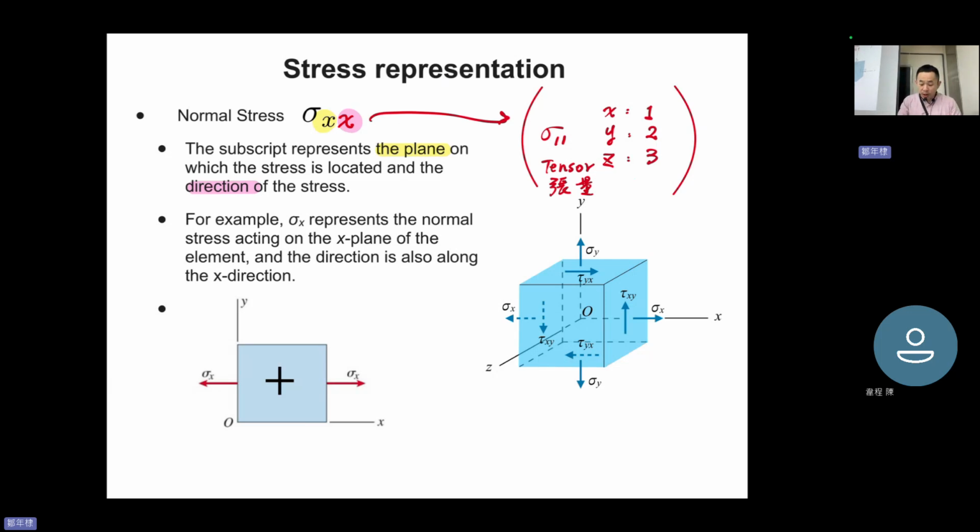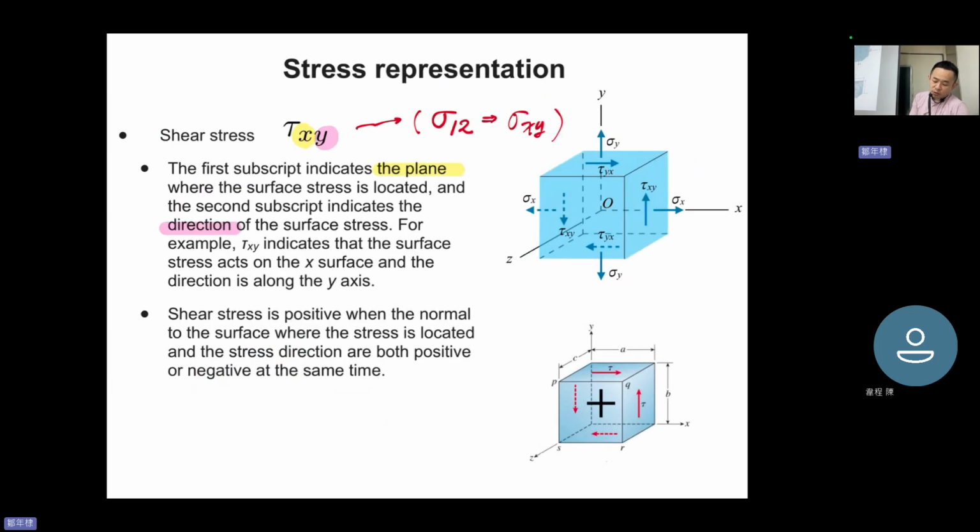So let's continue. Sigma is the symbol for stress, and X means XX, which means this is a normal stress because your plane has the normal vector parallel to your direction. For shear stress, tau xy, you can actually use sigma 1,2 in tensor form. This is tensor as well. So you can see that this is a shear.